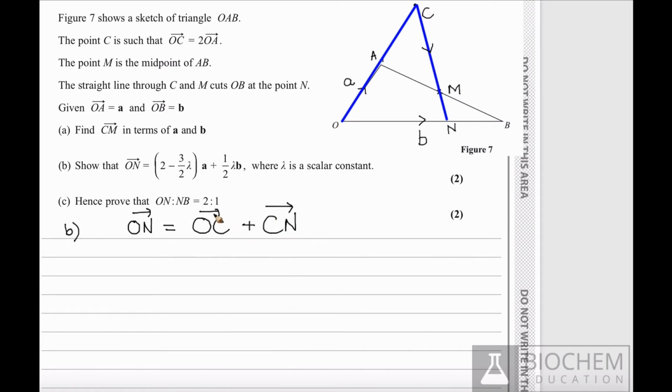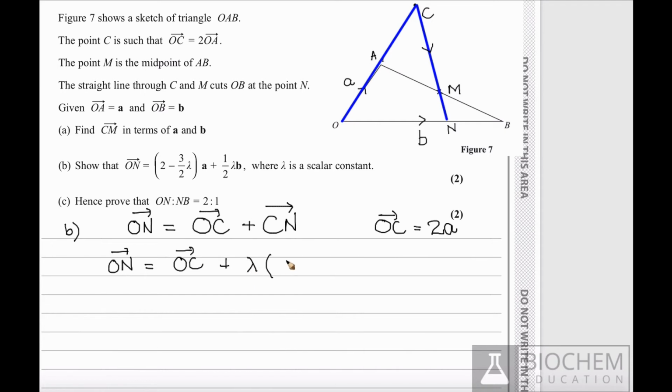Now, do we have OC vector? The answer is yes, because we know OC is equal to 2a and OA vector is a. So hence we can write down on the side that OC vector equals 2a. But do we have CN vector? No, we don't. We only found CM vector in our last question. But we can relate CM vector to CN vector.